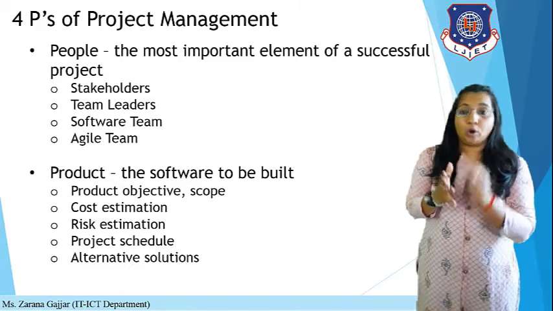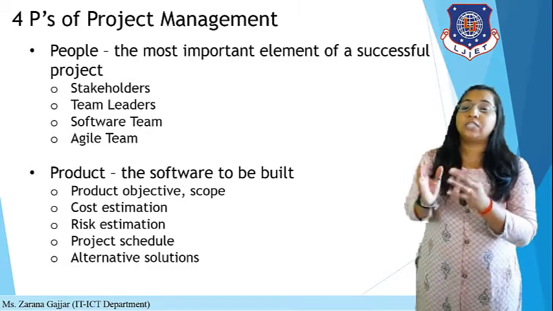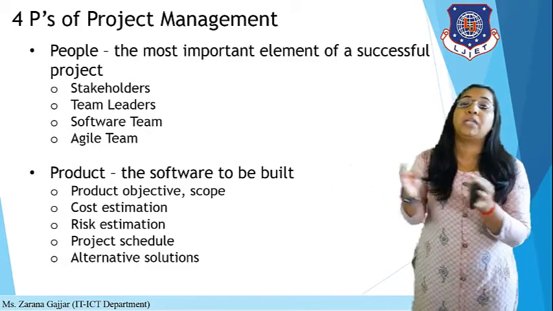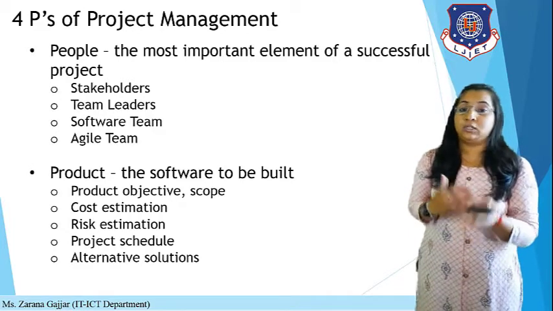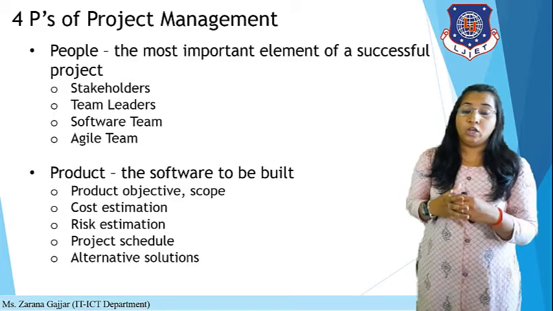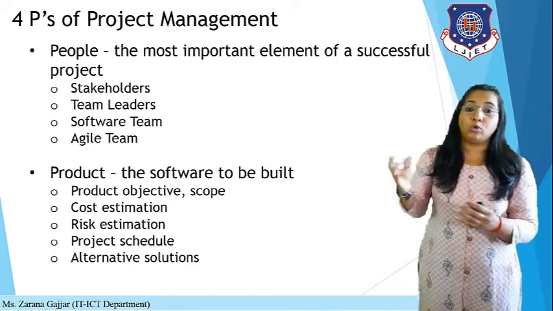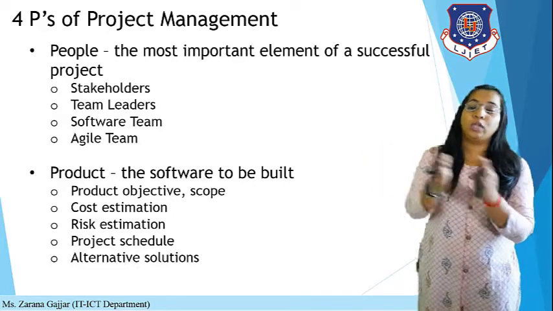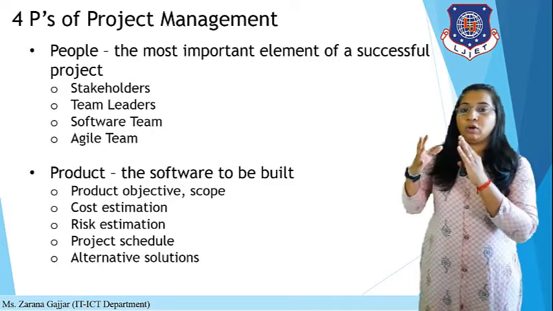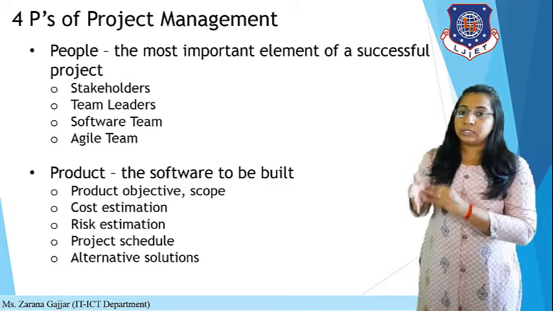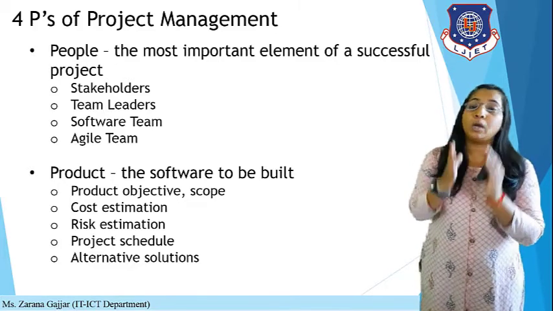So it has an objective and cost. It also has a cost estimation. So what is the total overall cost for developing that particular product? Then the risk estimation. What kind of risk do you have to take? You have to mitigate them. Then the project schedule: how you will schedule the whole product activity, and an alternative solution. If any module has a risk, then you should have an alternative solution. So this is about the product.